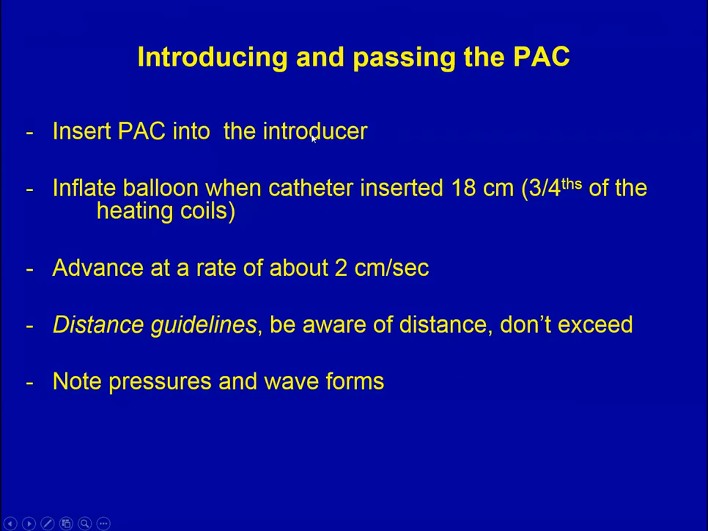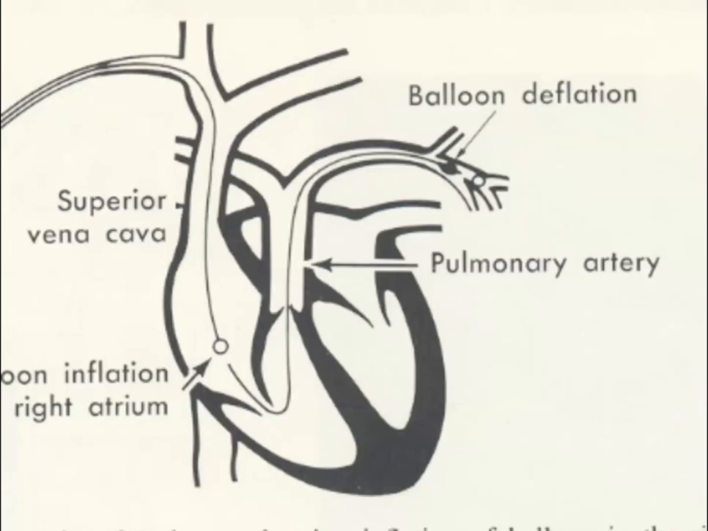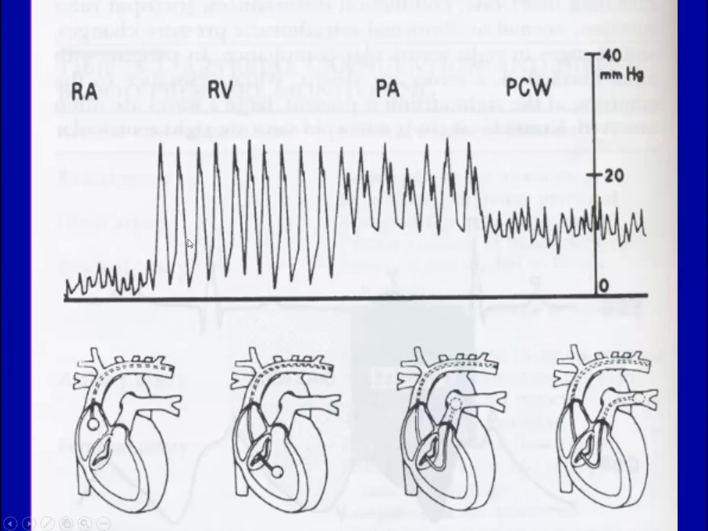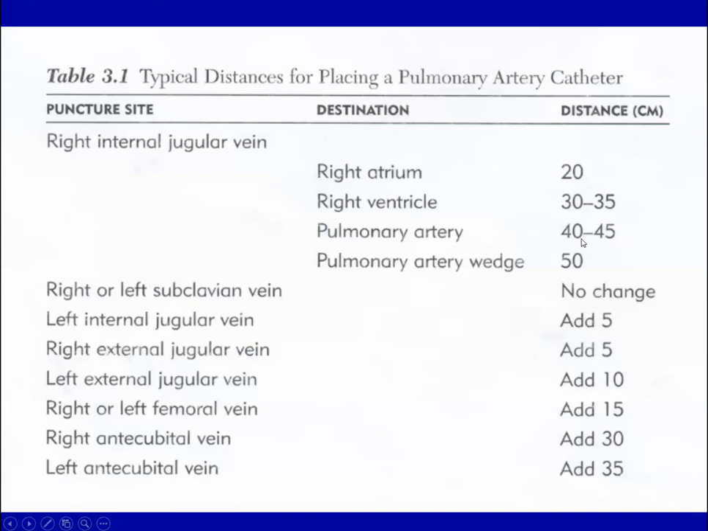One then inserts the pulmonary catheter in the introducer and inflates the balloon when the catheter has been inserted about 18 centimeters, which is about 3/4 of the way of the heating coils. Thereafter, you should advance at a rate of about 2 centimeters a second, being aware of the distance guidelines and noting the pressure and waveforms. This shows the course of the catheter, and this shows the waveforms as you go into the right atrium, right ventricle, pulmonary artery, and wedge.